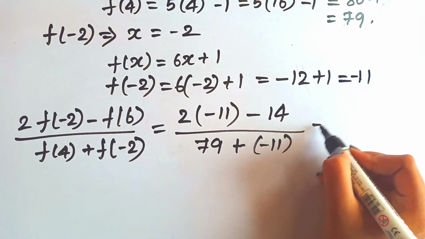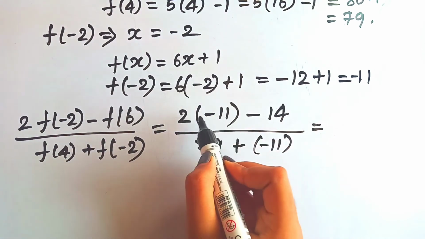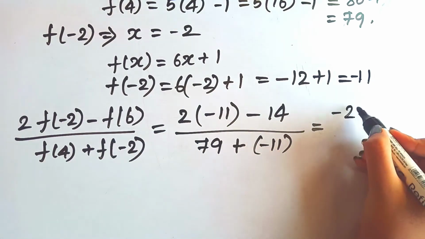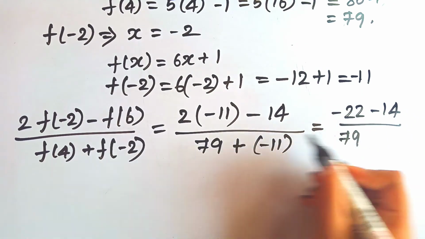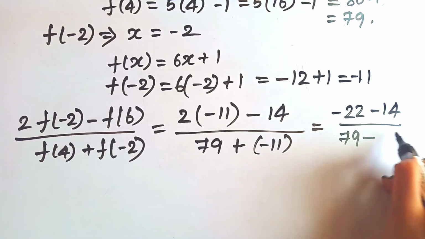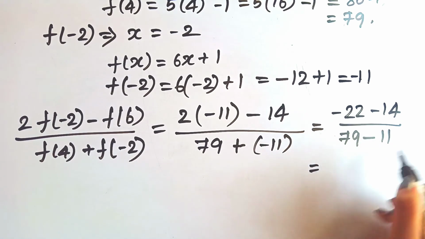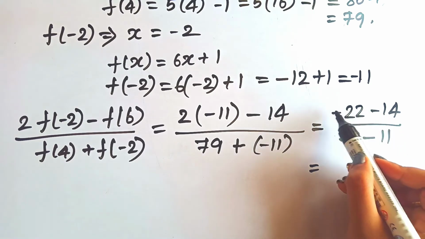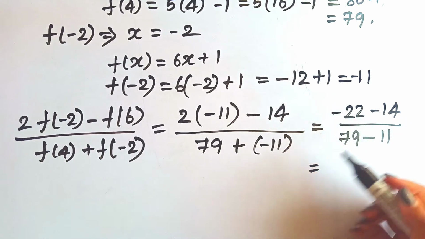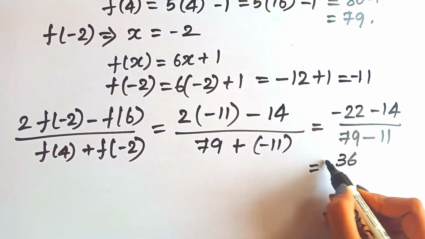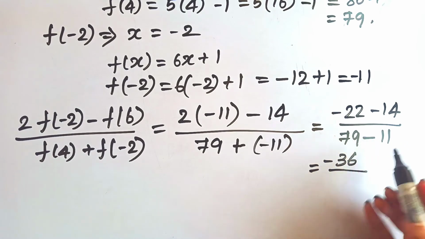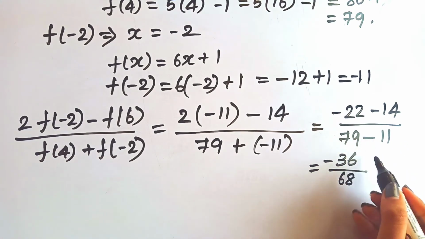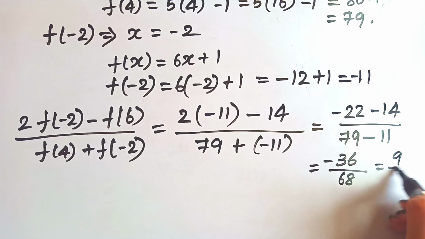So now let's see. 2 into 11 is 22, right? So it will be minus 22 minus 14 divided by 79 minus 11. Since it's minus into minus, it's plus, so we have to add. So we'll get minus 36 divided by, 79 minus 11 is 68. If we cancel this, we'll get 9 divided by 17, which is minus 9 divided by 17.